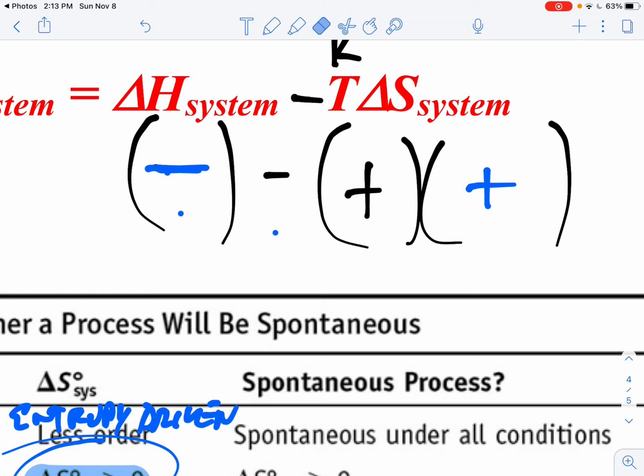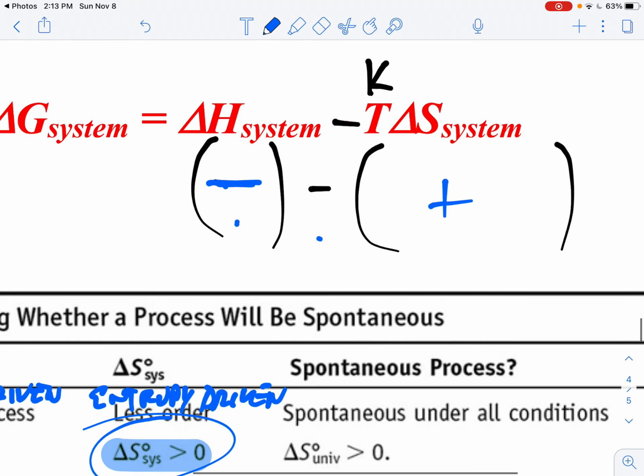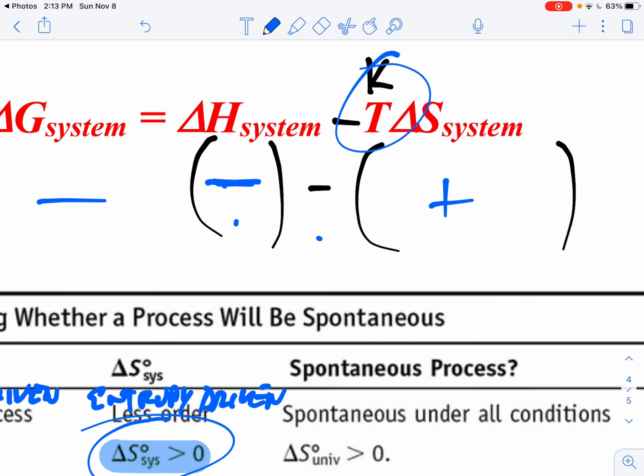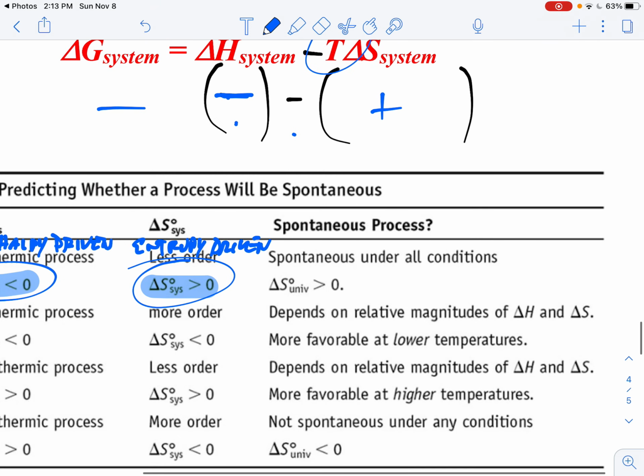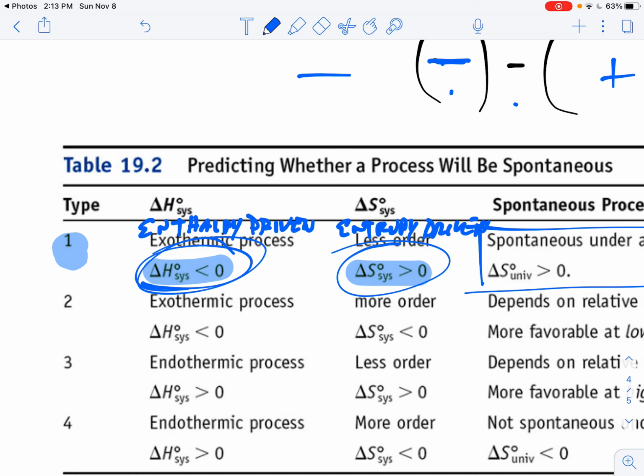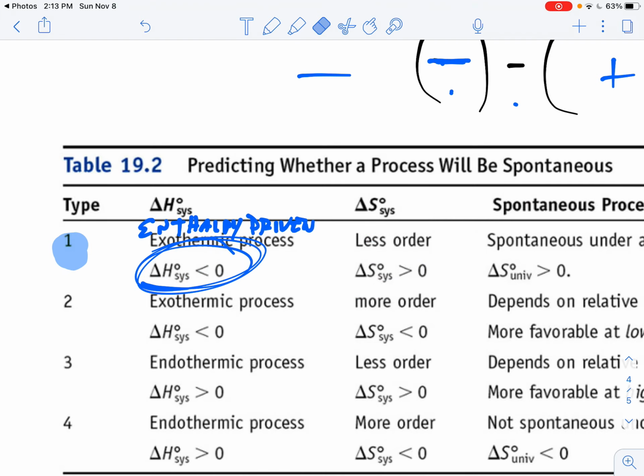And now look at the math. I've got a negative sign here, and I'm going to be subtracting the product of two positive numbers. A positive and a positive is a positive. So I'm going to have a negative, and I'm going to be subtracting a positive. That's going to make it even more negative. So no matter what the temperature is, this is going to be a negative delta G, which is why this is spontaneous under all conditions. No matter what, if your delta H is negative and your delta S is positive, it is being driven by both enthalpy and entropy. They're holding hands and they're helping this be a spontaneous process. And so consequently, it will always be spontaneous. The temperature doesn't matter.